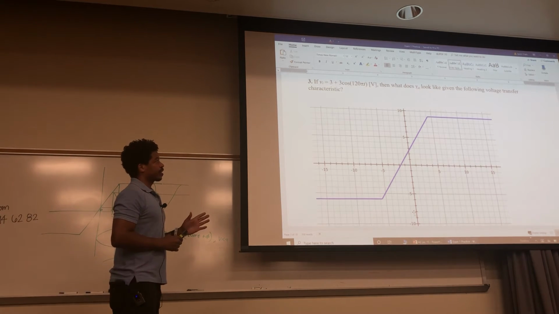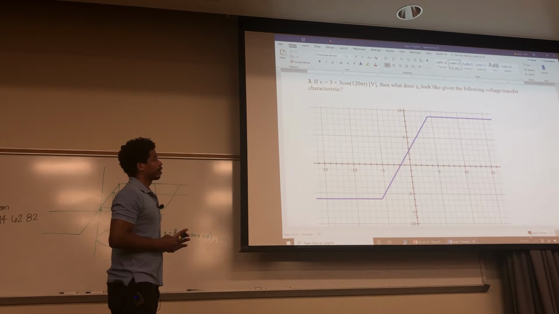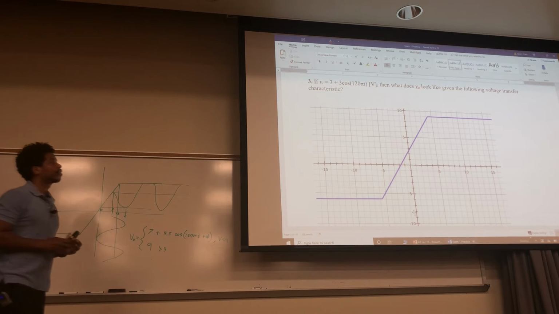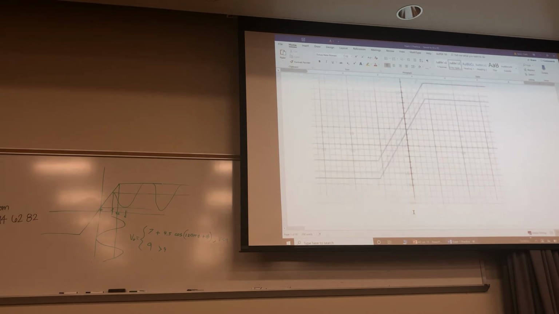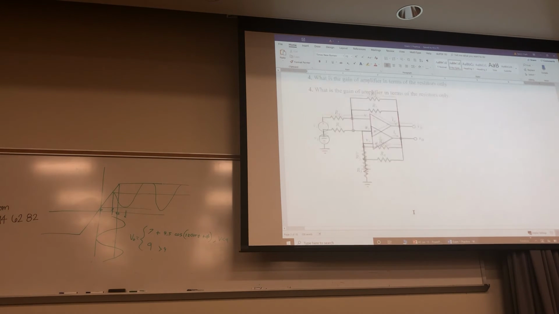Now, doing it with a slope, yeah, okay, that's cool. But also make sure you get your DC right as well. So anything else with cutoff? All right. For number 4, what's the gain of the amplifier in terms of the resistors only?